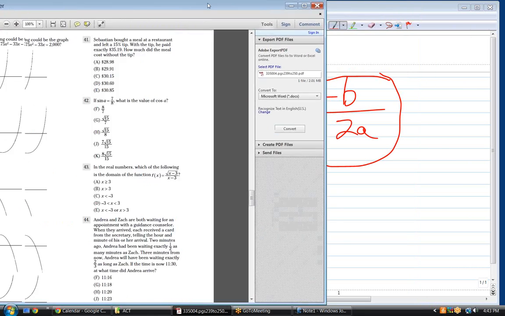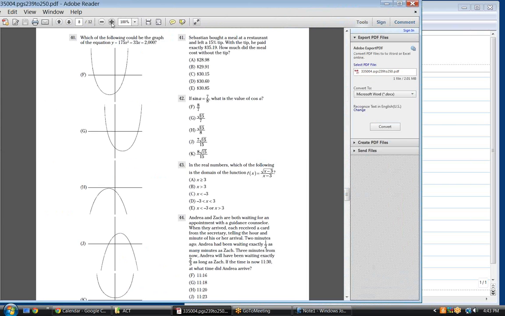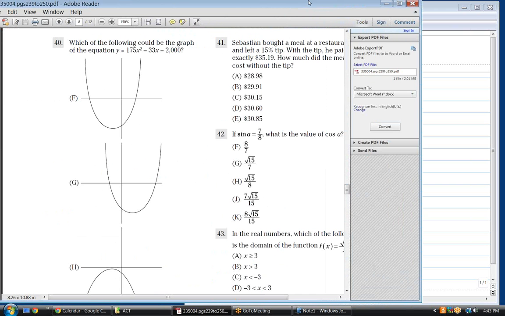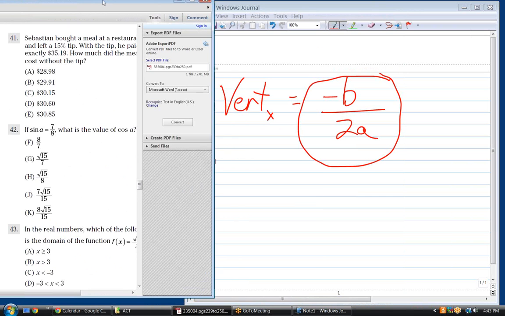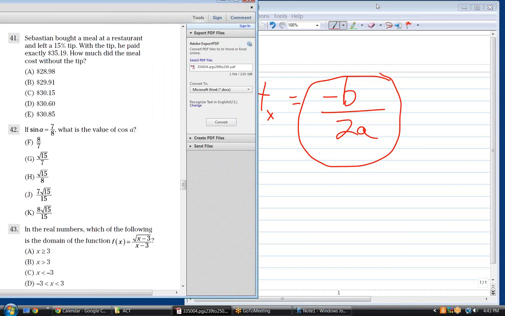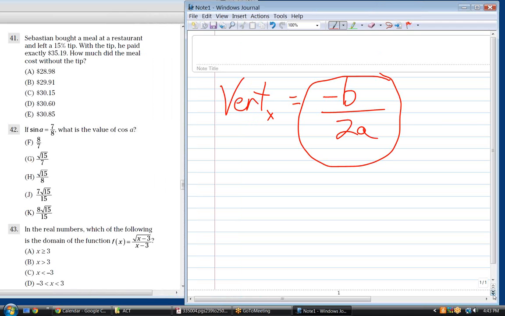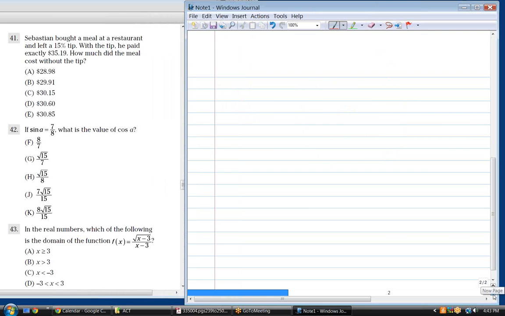Let me blow this back up a little bit so it's a little more visible. So 41. Sebastian bought a meal at a restaurant and left a 15% tip. With the tip he paid $35. How much did the meal cost without a tip?